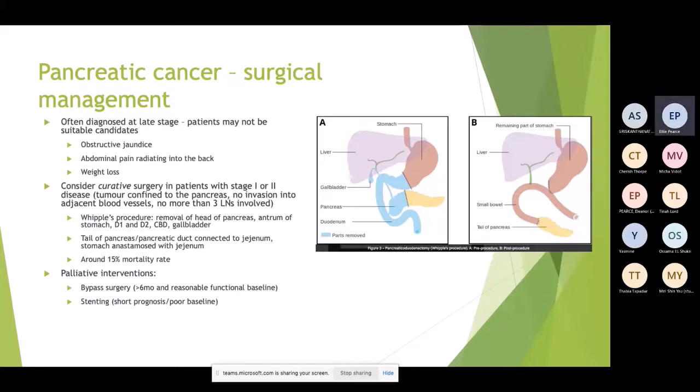If someone's not suitable, we can think about palliative interventions. So you can have stenting to give symptom relief, or sometimes they do bypass surgery to bypass a blocked bit of duodenum if the person's got more than a 6-month prognosis and a reasonable functional baseline.